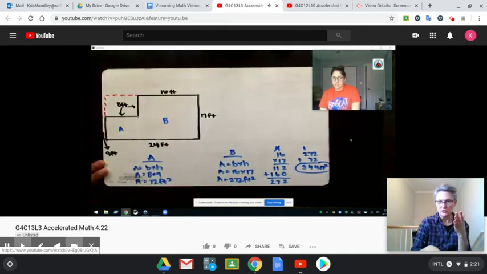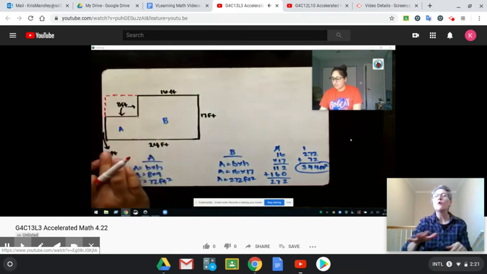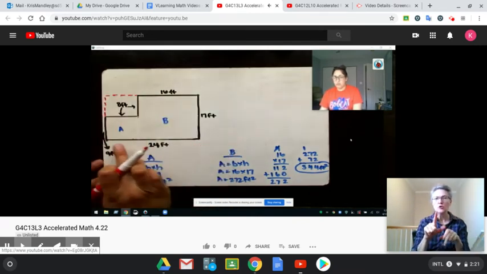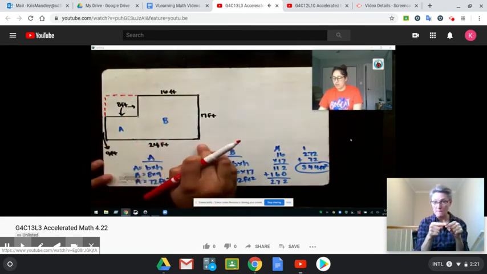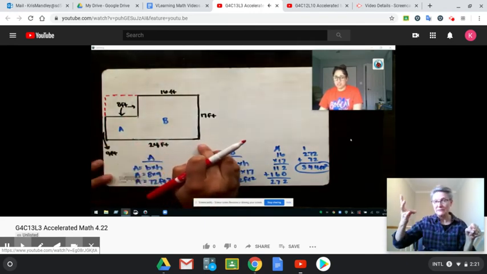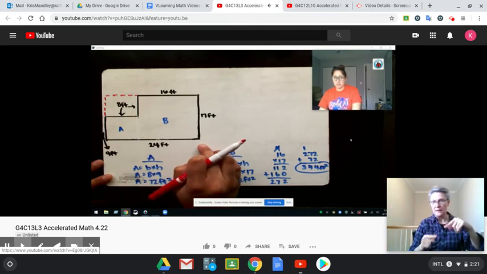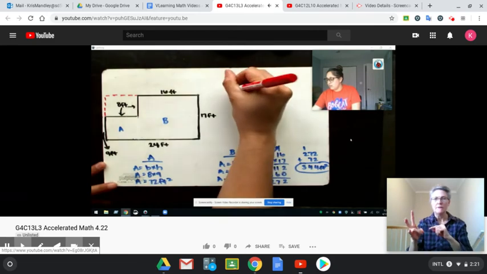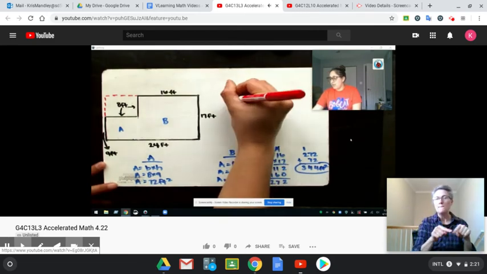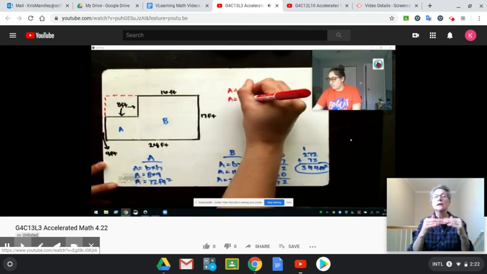So if I found the area of this whole large rectangle, I know that would be 24 feet by 17 feet, right? Here's my base, 24. My height, that perpendicular distance from the base to the top of my figure, is 17 feet. So if I do area equals base times height, I would have area equals the base of 24 times my height of 17.